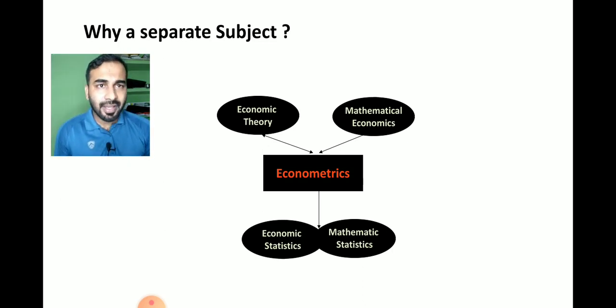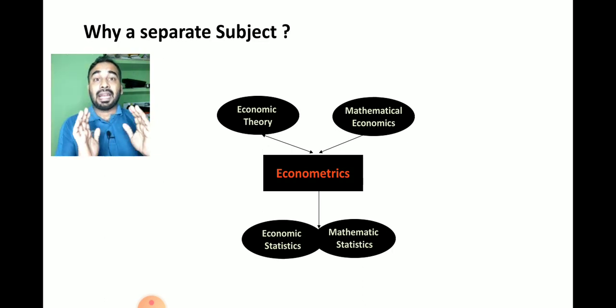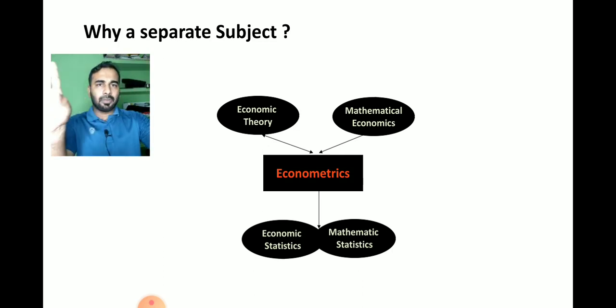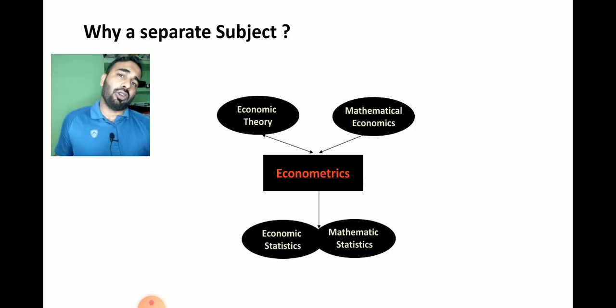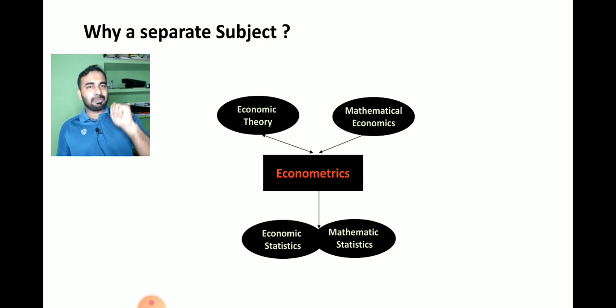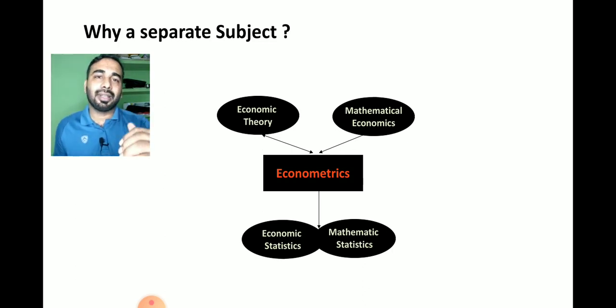This verification will not be done by an economist, mathematical economist, economic statistician or mathematical statistician. Economic theory will give a statement. Mathematical economics helps us to convert the statement into a model. Economic statistics will help us to collect the economic data, and mathematical statistics will help us to analyze the data using certain standard statistical tools. Econometrics will combine all these things and help us to verify an economic theory, relationship or hypothesis, or to evaluate economic policies. For this purpose we need a separate subject called econometrics. I hope it is understood. Clear? Yes.